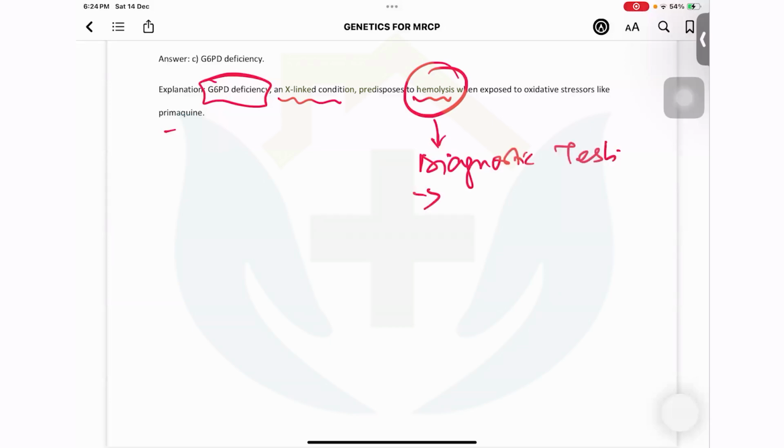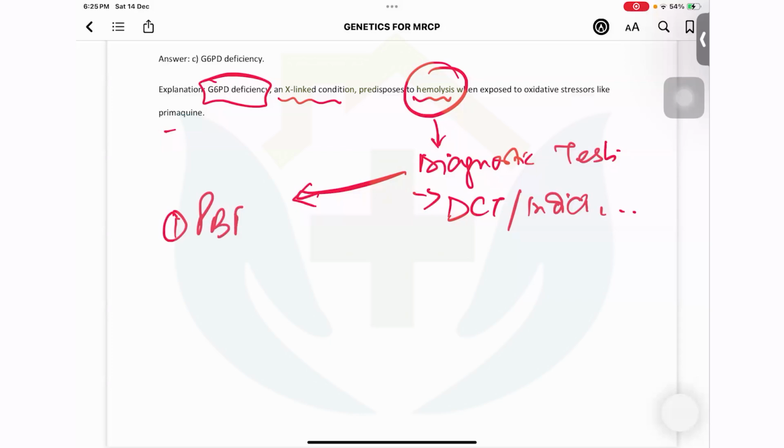Direct Coombs test, DCT. Okay, direct Coombs test, direct, indirect, both. But before that, will you have LDH, something? LDH level. Even before that, a peripheral blood smear to look for hemolysis, schistocytes.